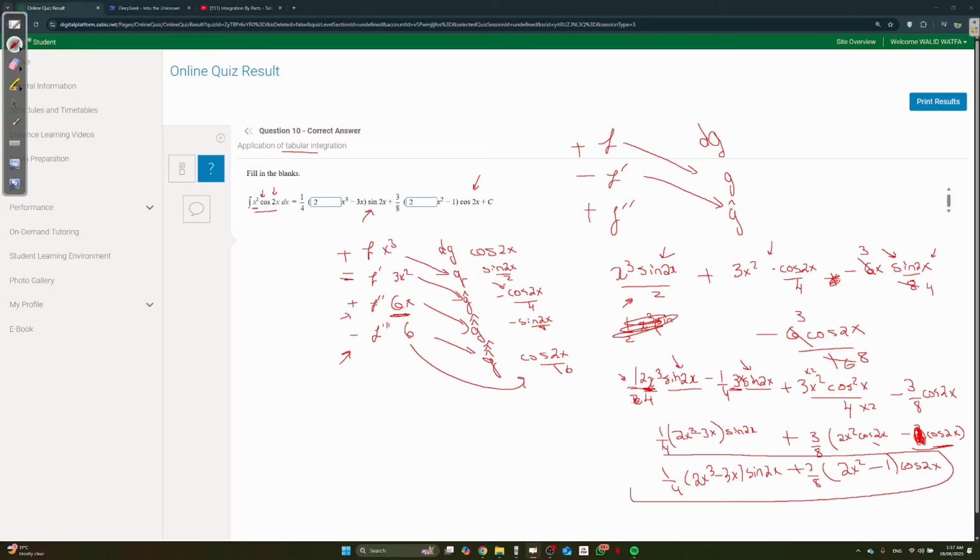So as you can see here, this is tabular integration. You use this when you have something that when you derive or integrate, it's not sufficient enough to do by parts. So this is when you use tabular integration.